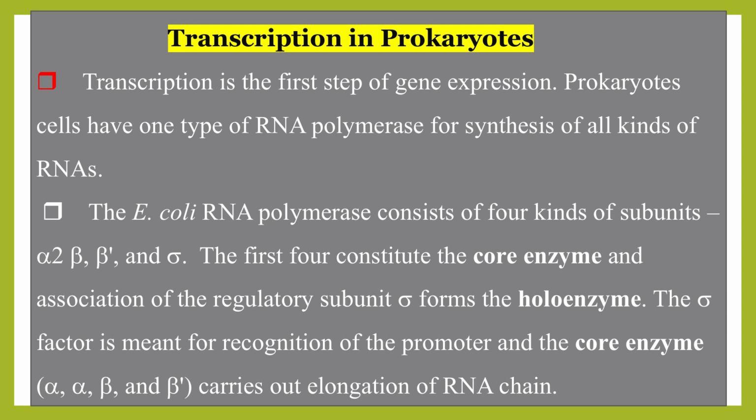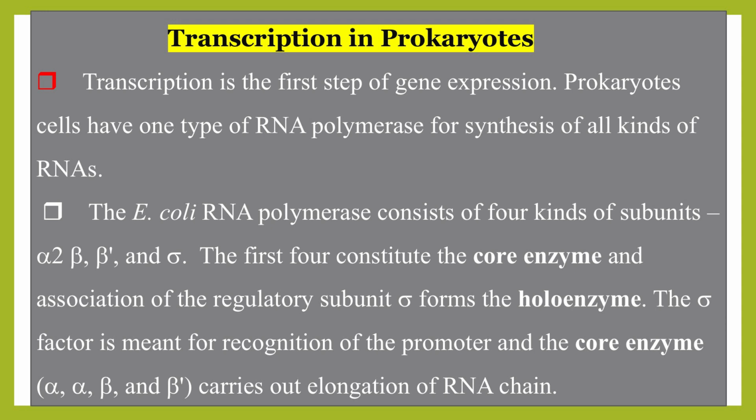So, let us have a look at the structure of this E. coli RNA polymerase, because it is very important in the process of transcription. It consists of 5 polypeptides of 4 kinds: alpha 2 molecules, beta, beta dash and sigma. The first 4 constitute the core enzyme, and the sigma factor is dissociable from that. When the sigma factor associates with the core enzyme, it becomes the holoenzyme.